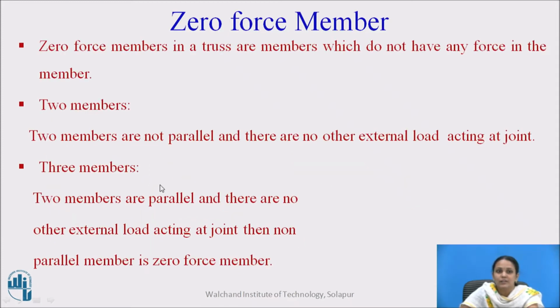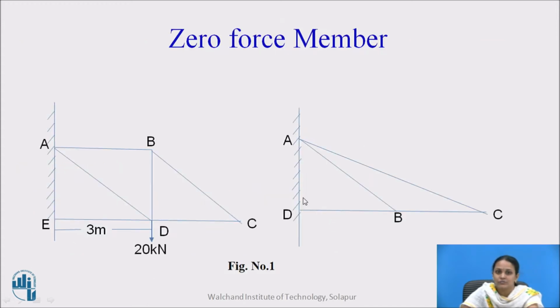Then the three member system. If two members are parallel and there are no other external loads acting at the joint, then the non-parallel member is called the zero force member. For example, in this truss, member BC and member BD are parallel to each other, and again we have no external load at joint B, so the force in member AB is 0. Likewise we can find the zero force members in a truss.